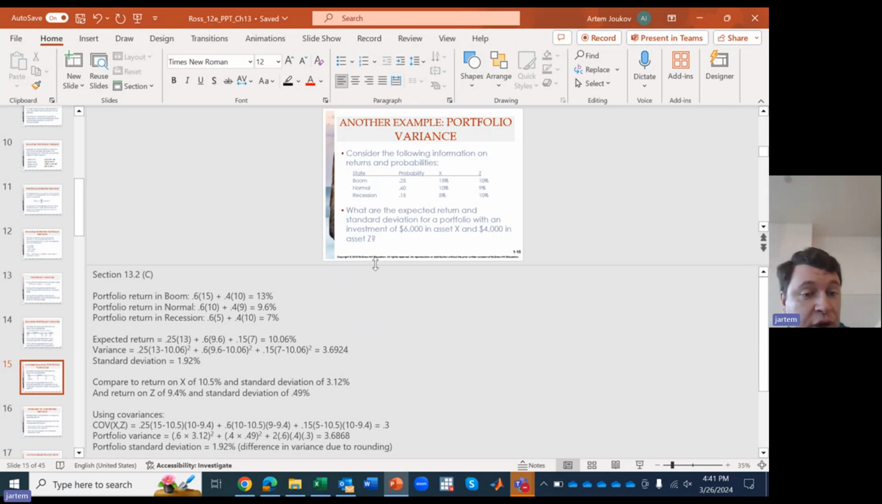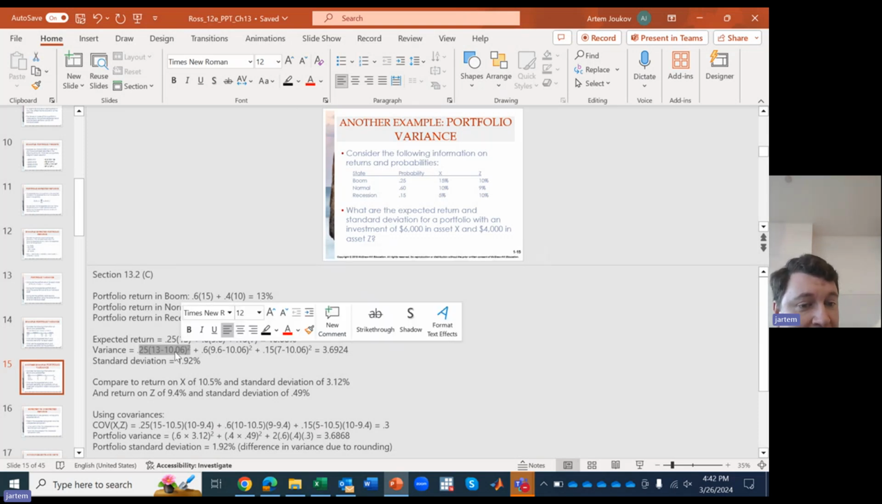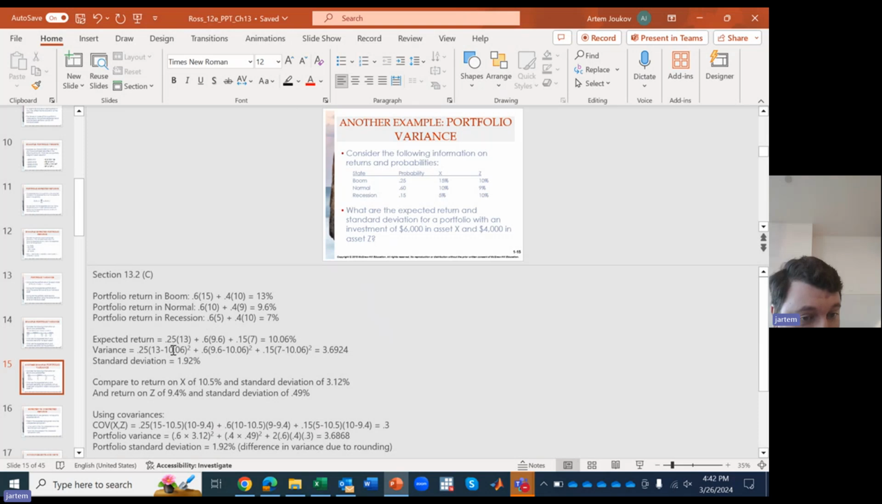Okay, so now you can come over here and again use the same probability weights as you did for expected return, but now subtract from the portfolio return, which is 13, the average portfolio return across all states. So this is the portfolio return in the boom state, and this is the expected portfolio return in all states. Square it, multiply it times the weight. All right, now you get a variance of 3.69 and a standard deviation of 1.92.